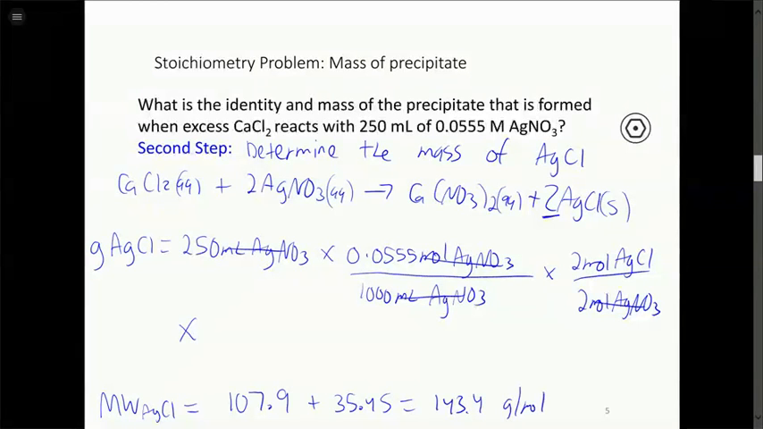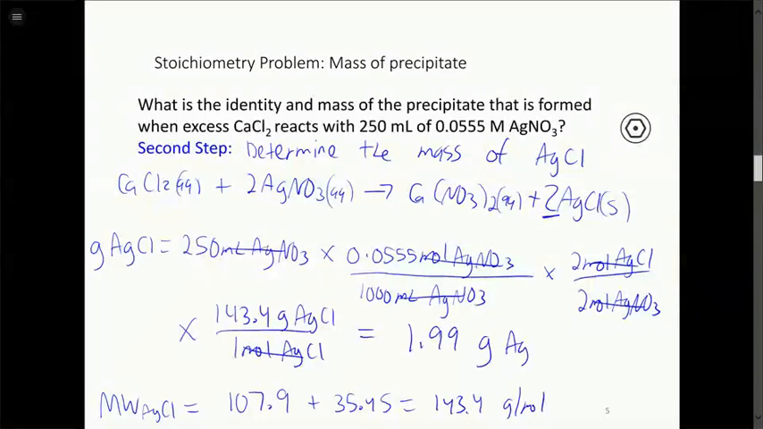So that's the molar mass of silver chloride. We multiply by that, 143.4 grams of silver chloride per 1 mole. So that cancels out moles, converts into grams, and we get 1.99 grams of silver chloride.